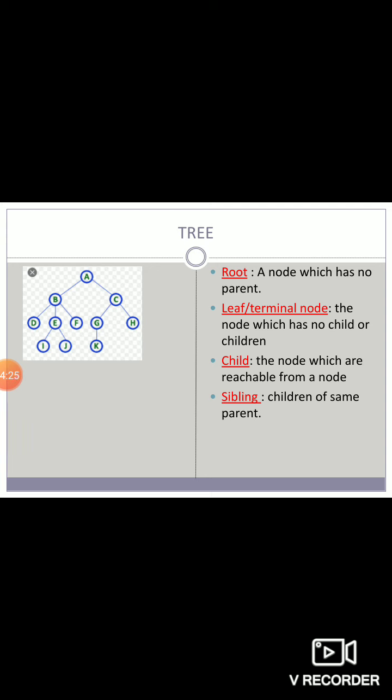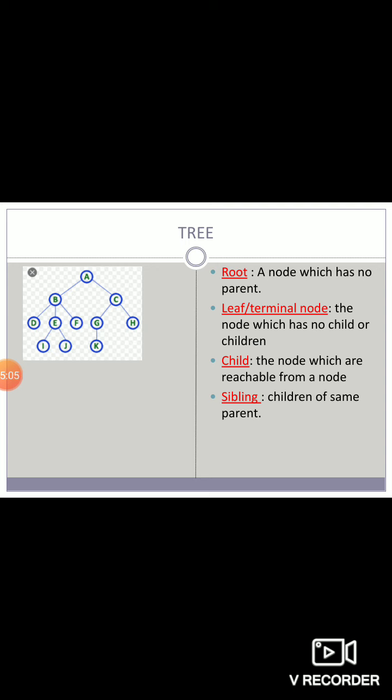Next one is the child. A child is a node which is reachable from some node, for example through a single edge, when I join two nodes. The node which is present at the bottom of the edge is called the child of its upward node. For example, D is the child of B, K is the child of G.